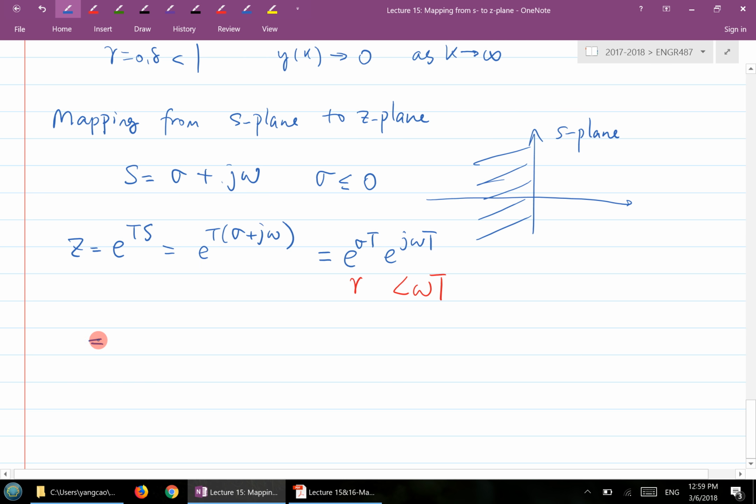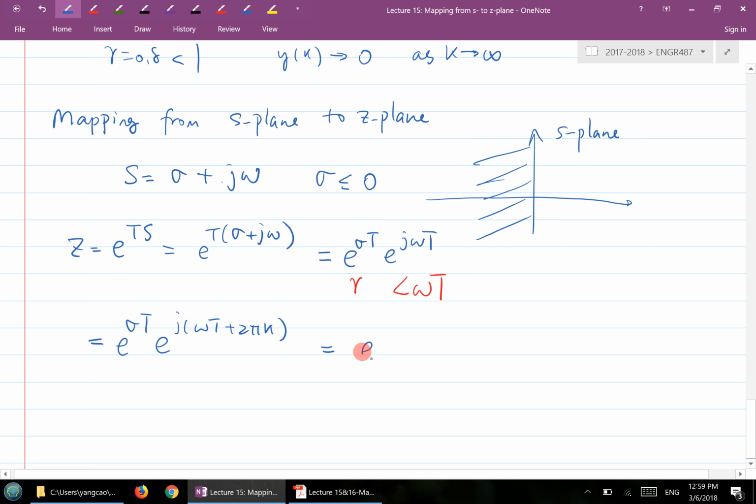Let's continue from this one a little bit. I'm not going to touch the modulus part, or the magnitude, but I will add a 2 pi k here to the angle. This is cosine omega T plus j sine omega T. So if you add any integer multiple of this 2 pi to the theta, sine and cosine don't change.